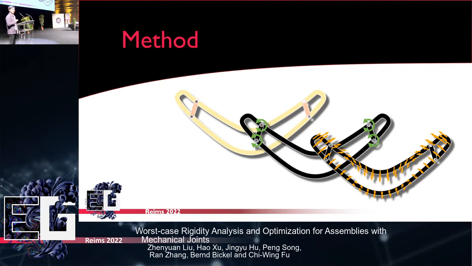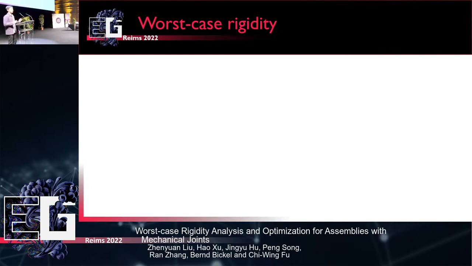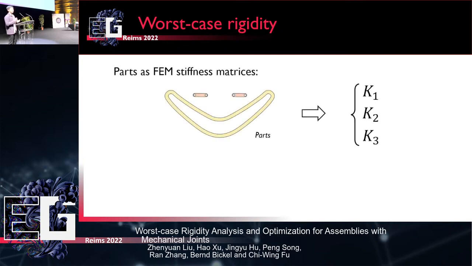In this section, I'm going to briefly talk about how we model the parts and the joints in the assembly structure and how we cast the worst case rigidity as a minimization problem solved using eigenvalue analysis. Right, so let's begin with the central concept in our work, which is the worst case rigidity. Before we go to the definition of it, let's do some preparation or recap from the finite element method.